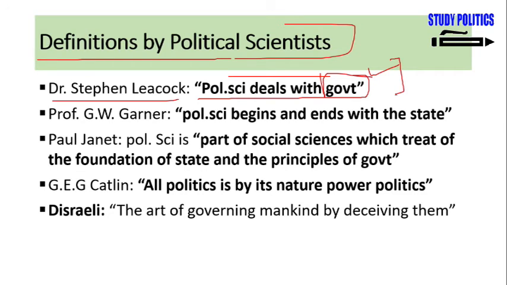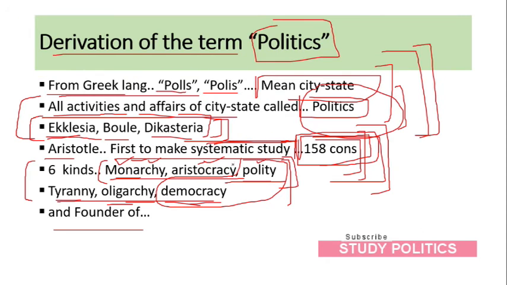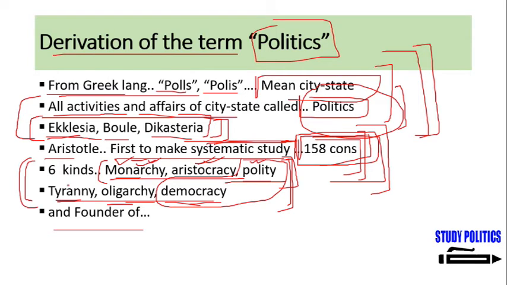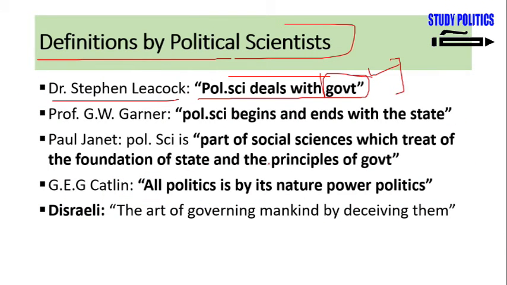So a government is a sort of political system, like a democratic form of government, a monarchical form of government, aristocratic. As I told you earlier, Aristotle classified three best constitutions and three worst constitutions. So the three best and three worst constitutions are actually the three best and three worst governments, like monarchical form of government, aristocratic, polity, similarly tyranny, oligarchy, democracy. So all these six constitutions are actually governments, and the study of these governments will be concerned with political science.